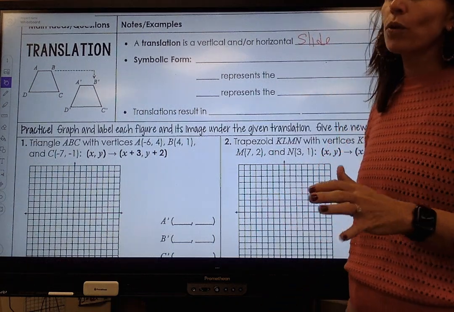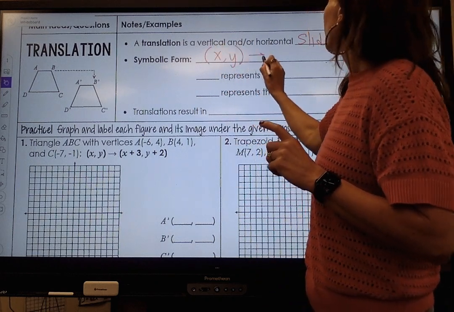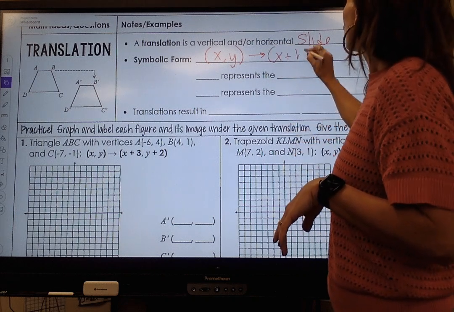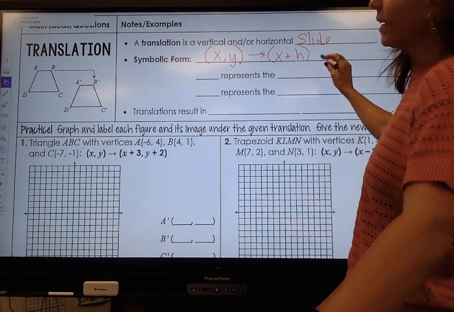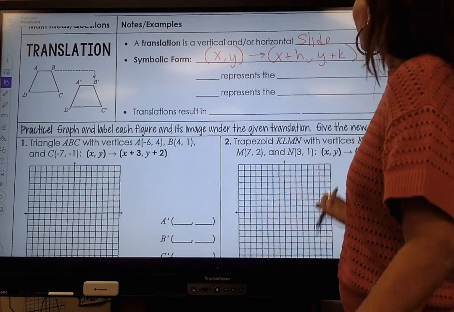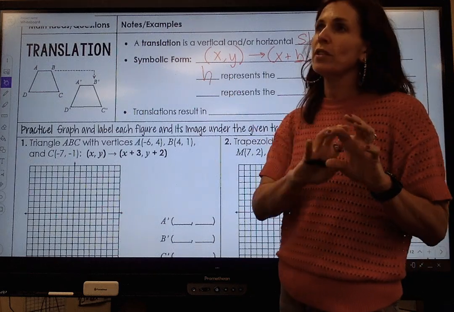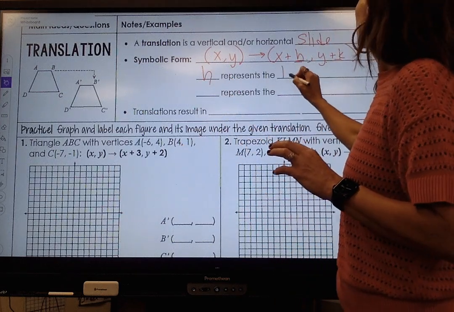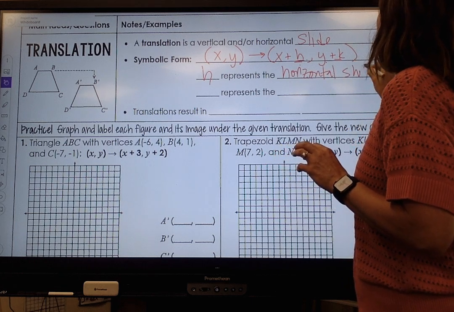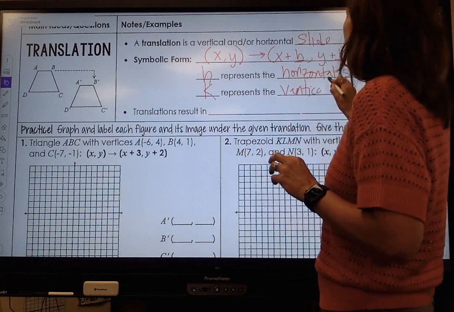The symbolic form is going to look like this. Your pre-image, and then we are changing it, so it's going to be x plus h, y plus k. Now, you've seen h and k before. Remember, h represents the horizontal shift, and k represents the vertical shift, the up and down.